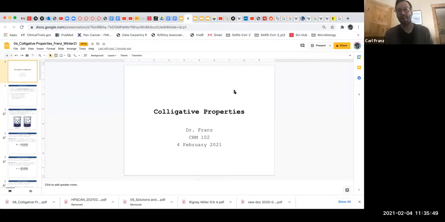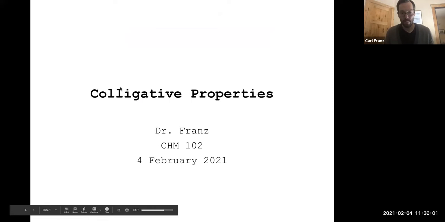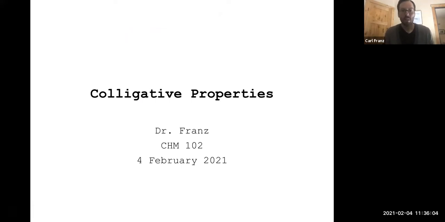Here we go. So for today, we're going to be talking about colligative properties. Colligative. So to ligate is to bring two things together. So we're talking about bringing things together for today, and how that relates to certain things like boiling point, freezing point, the role of osmotic pressure on those things, and so forth.